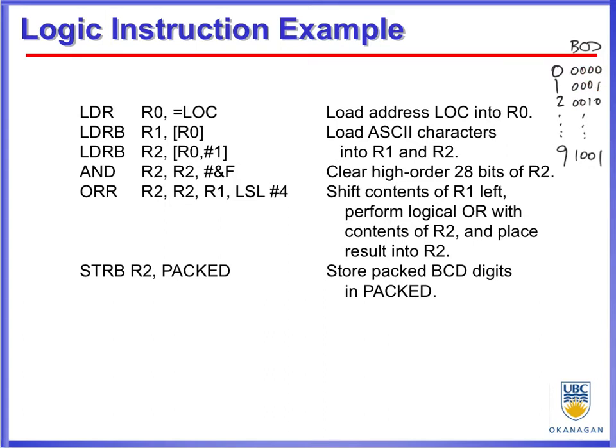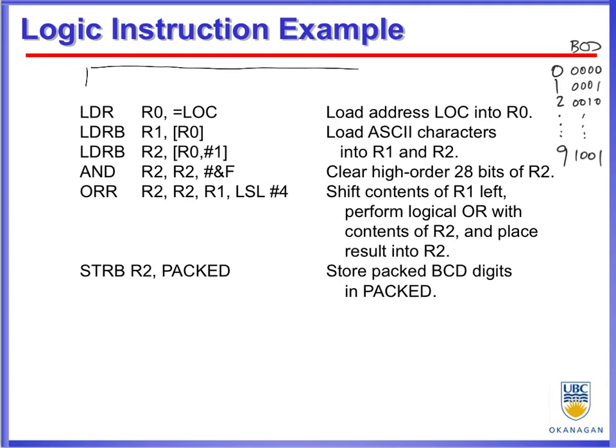Okay, so let's take a look at the code and see what we got here. The first instruction is a load instruction, and this is an example of a pseudo instruction. I've talked about pseudo instructions before, and you can find more description of them in Appendix D of the textbook. We're going to use a load instruction to load a register with a value, and the value we want to load it with is the address LOC. So LOC is a location in memory.